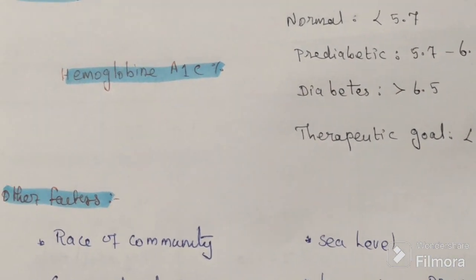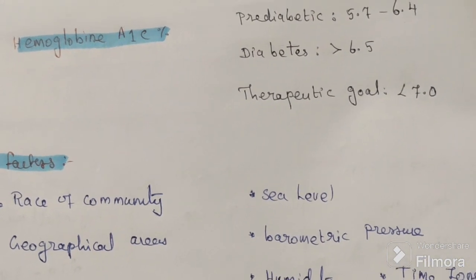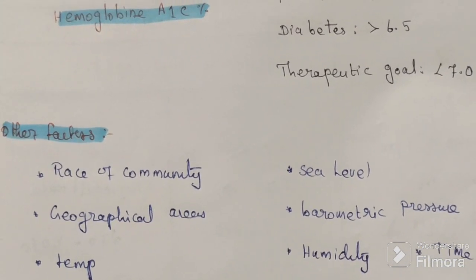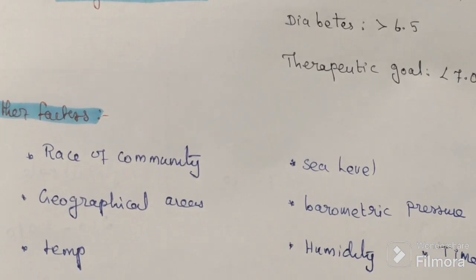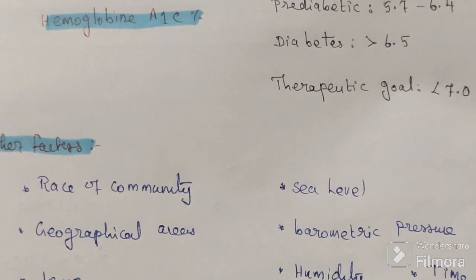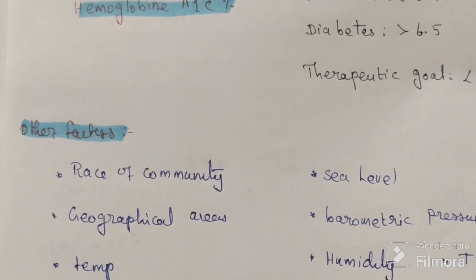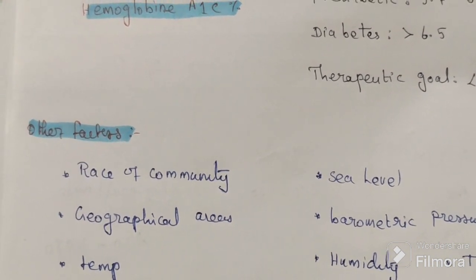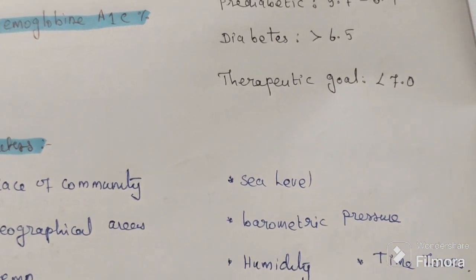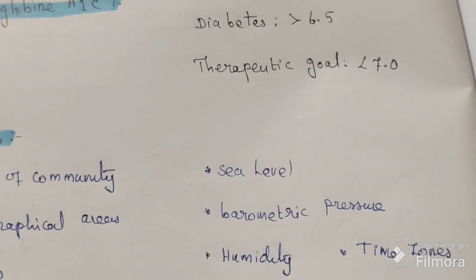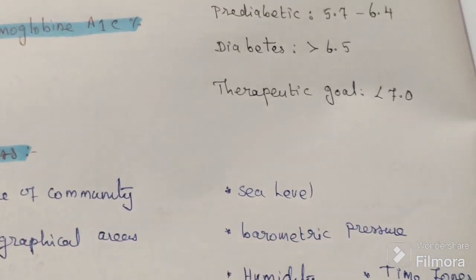There are some other factors that should be considered in interpretation of the test result, such as race of community, geographical area, and therefore the effect of temperature, sea level, barometric pressure, humidity, and time zone.